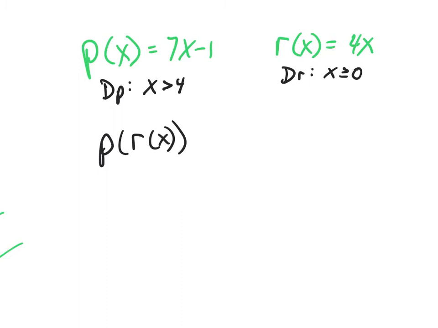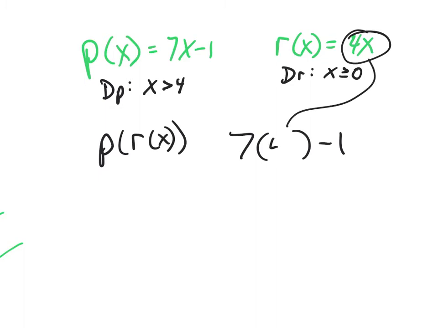Okay, so here's how this should have gone. The P function eats the R function. Here's the big P function, the big predator function, and it's going to chomp down on an R. The R function's that, so it goes in here. Now P ate R. Raise your hand if you had that one right. Okay, good. Could you multiply it out? Yeah, it'd be 28x minus 1. That'd be fine too.